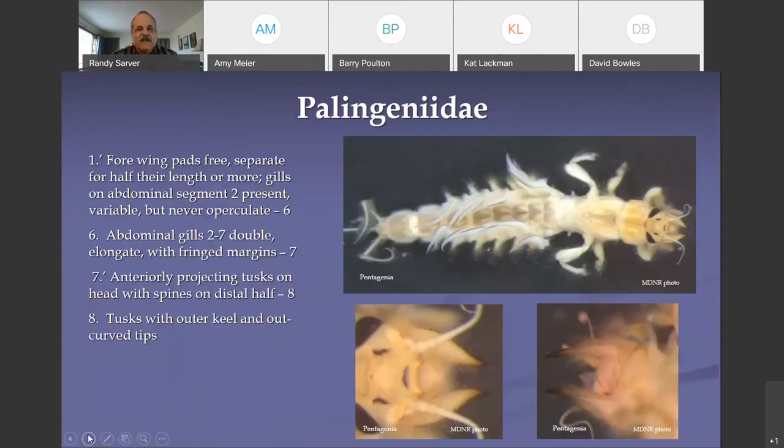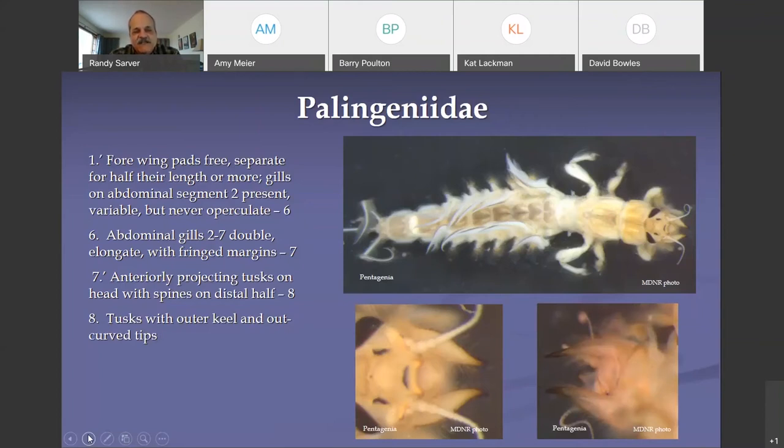Next. Okay, another burrower, Palingeniidae. We're at 1', headed towards 6, and then we have these double gills, the fancy fringed gills. And when we get to 8, it's a matter of the shape of the tusk, and where the spines are.